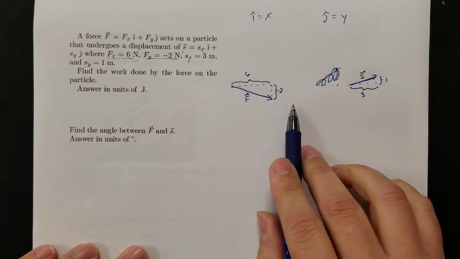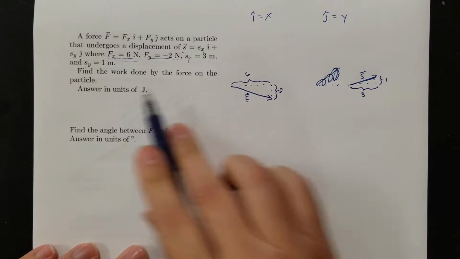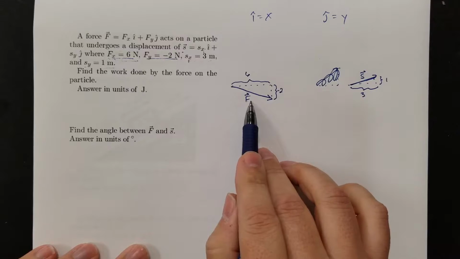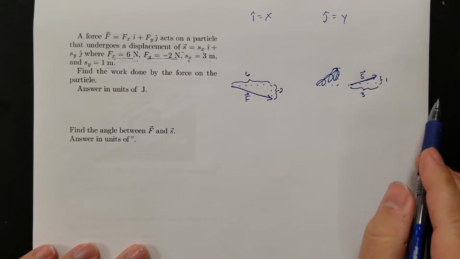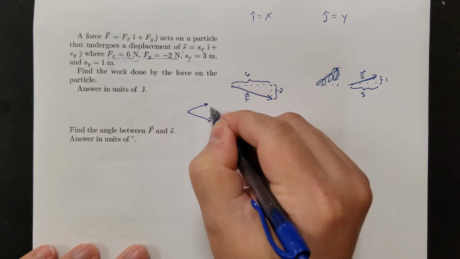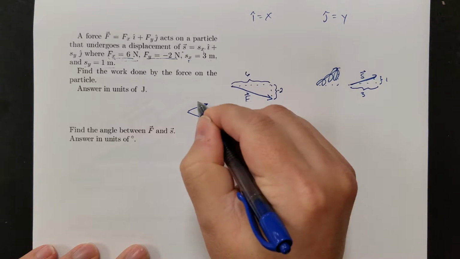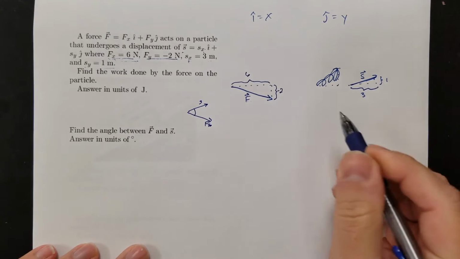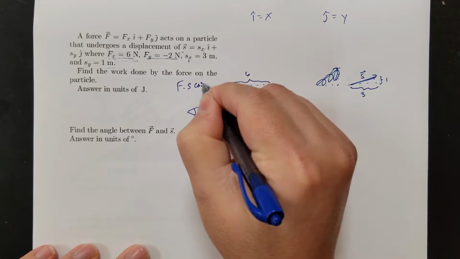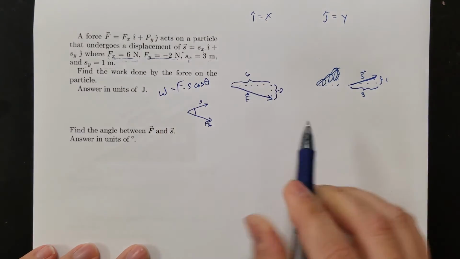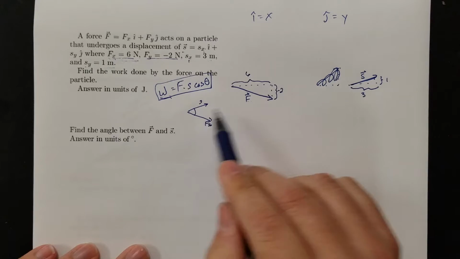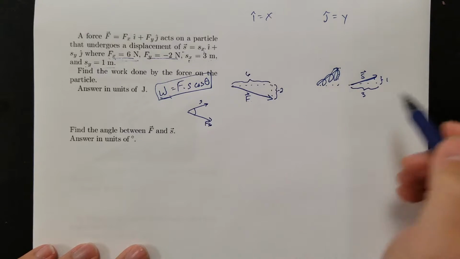Okay. So find the work done by the force on this particle. I could do this two ways. I could either use the Pythagorean theorem to get F, use the Pythagorean theorem to get S, then find the angle between them, and then do F times S cosine theta to get the work. Because work is force times distance times cosine of the angle. I don't want to do that. I'm going to do it the easy way.